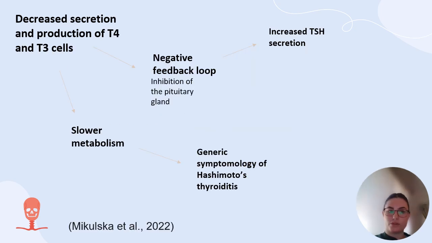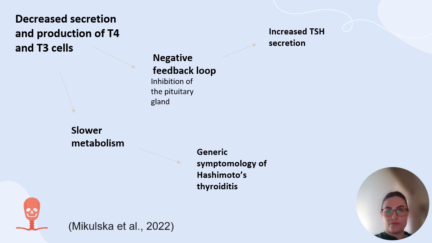Let's take a closer look at the decreased secretion and production of T4 and T3 and what happens when that begins. First, we can have a slower metabolism. So that's where the generic symptomology of Hashimoto's thyroiditis begins to present. So things like the hair loss, the dry skin, the fatigue, and the weight gain can all be caused by a slower metabolism. What can also happen is a negative feedback loop, which is the inhibition of the pituitary gland coming in. This causes the increased secretion of TSH.